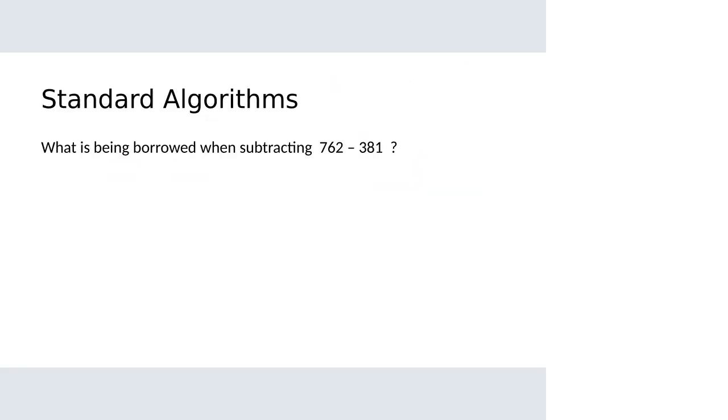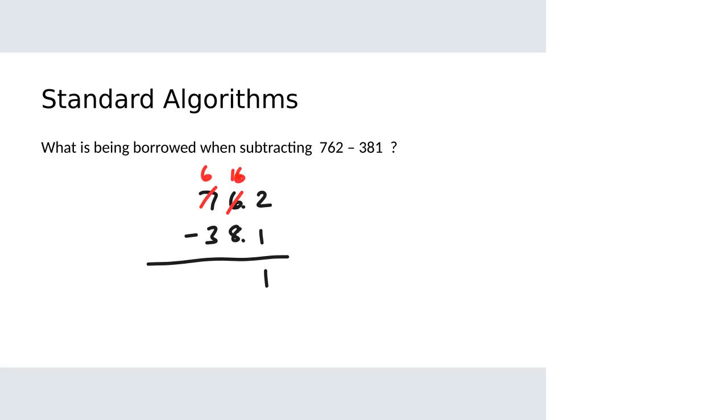Okay, our standard algorithms. If we are going to subtract, and what we're going to subtract here is 762 minus 381. If I want to subtract those, what is being borrowed? And you've seen this on quizzes, so you're probably pretty comfortable with how a question like this would be asked. Well, 2 minus 1 I can do, but then when I go 6 minus 8, I can't do that. So I'm going to have to borrow here. I'm going to have to reduce this by 1, and I can make this bigger by 10. But keep in mind what I'm borrowing here.